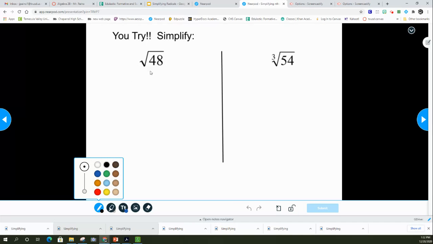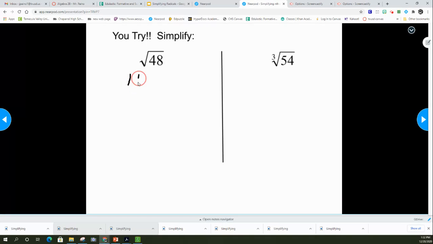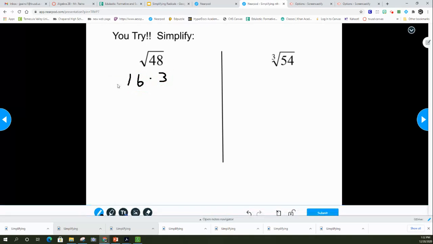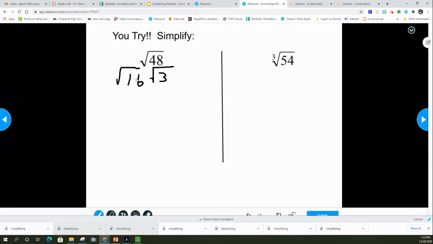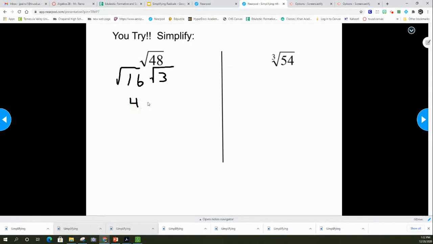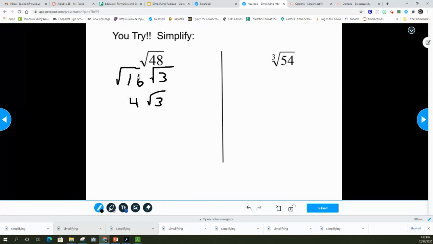All right, so square root of 48, I would go 16 times 3. Put a square root. Again, I chose 16 because it's a perfect square. Square root of 16 is 4, so it's 4 rad 3. Again, I'm using that first strategy of finding the largest perfect square factor that goes into 48, and using that strategy.